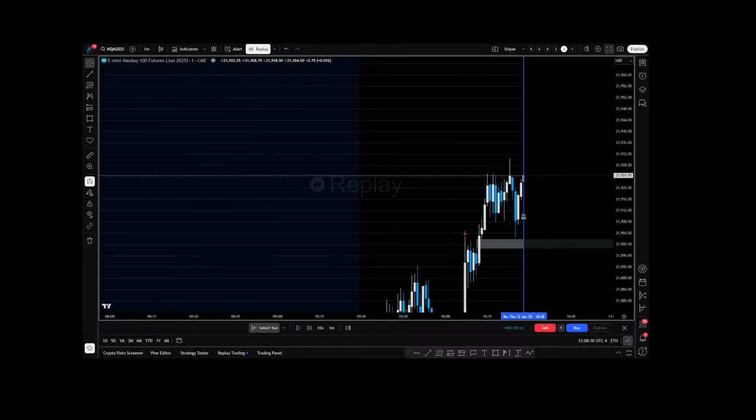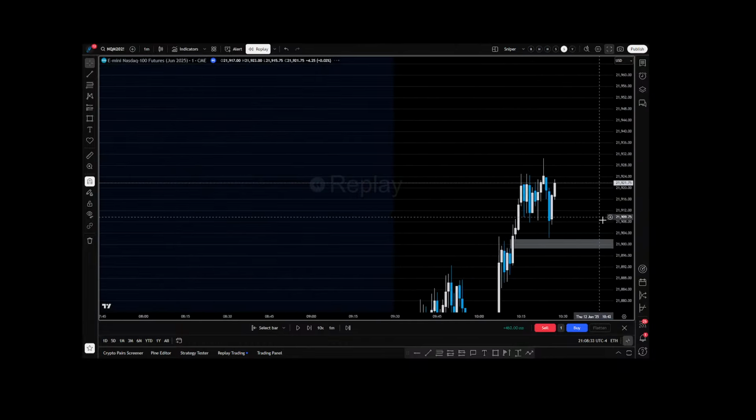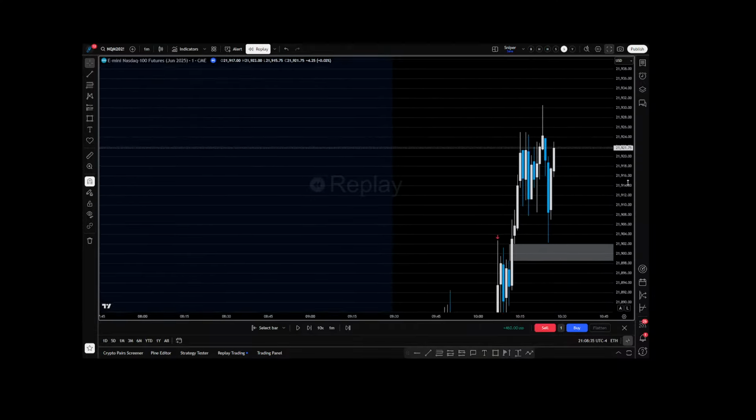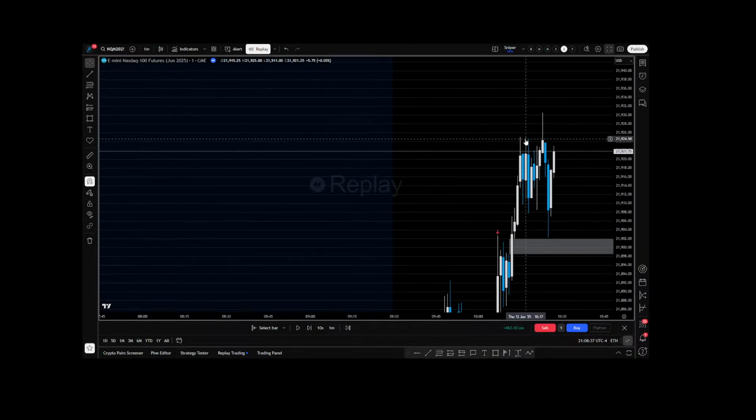Okay, so let me chop this one off. What do we have here? We get another leg up, a bit of chop, a drop down. Now we did inverse this 1 minute there, but then shortly after this wick happens, this internal sweep happens, we get a bullish inversion.